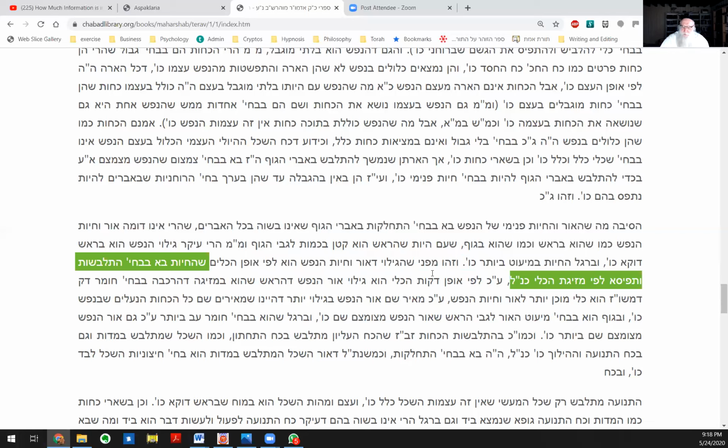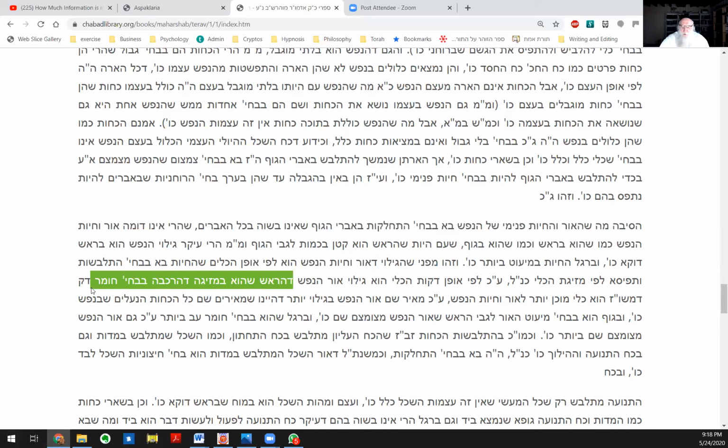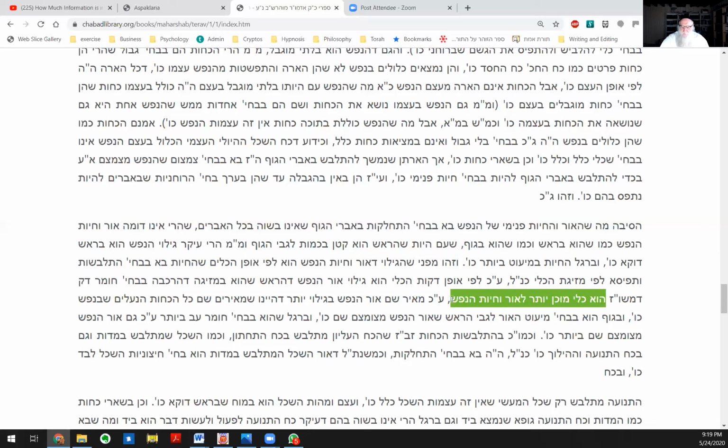Okay, lefi oifen dakus hakli hu gilor hanefesh. The haroish hu mezigas hakov bebchinas chomer dak. Since the brain is a chomer dak, as we know that the cells in the brain are actually very different from all the rest of the cells in the body. It's a completely different structure of cell because it's much more refined, and that's why it is much more shaykh to have the gilu of the gilu hanefesh.